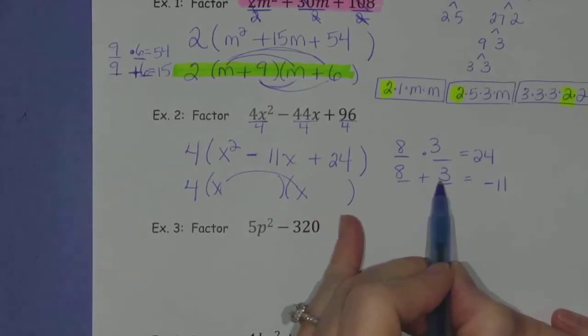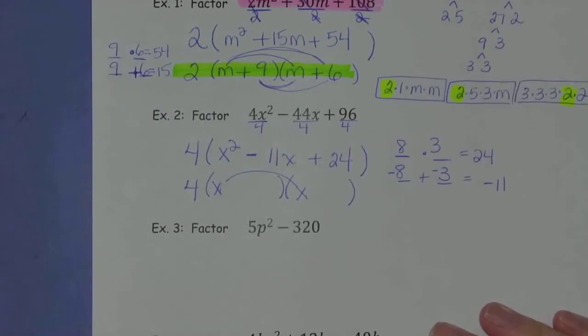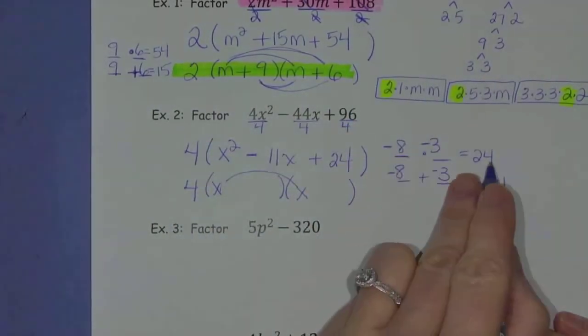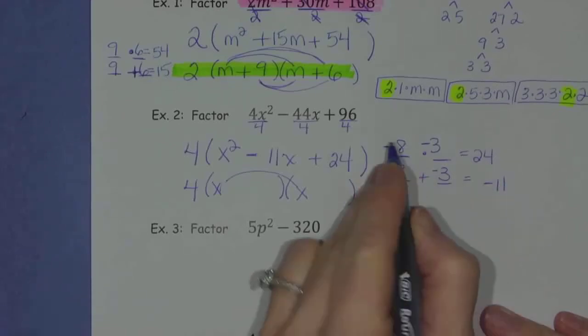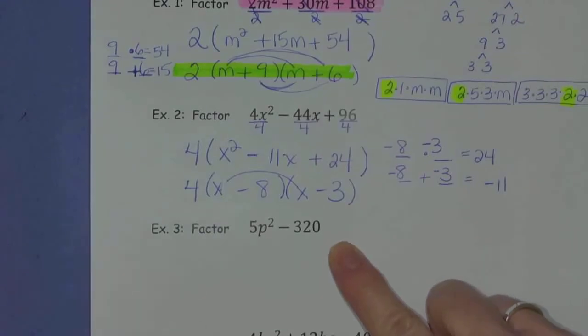In order to get an 8 and a 3 to add to negative 11, they would both have to be negative. Now, if they're both negative, a negative times a negative still gives me that positive 24. So those are my two numbers, negative 8 and negative 3. Let's see if it checks out.